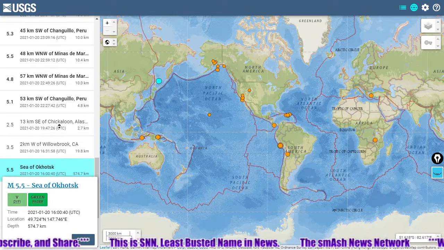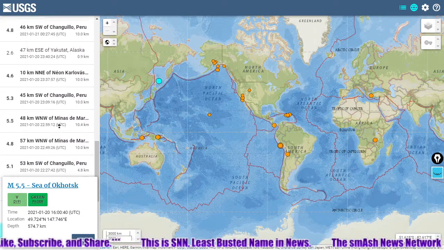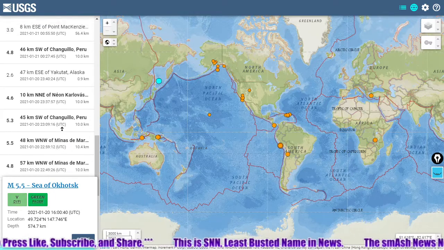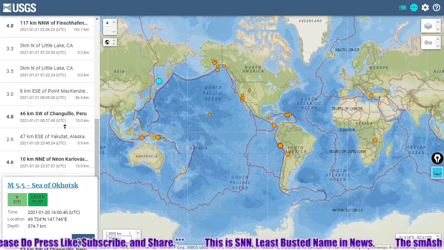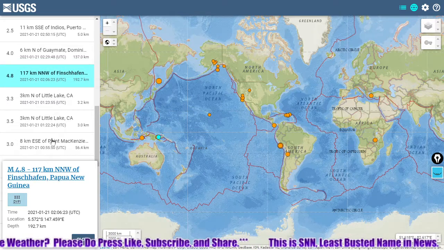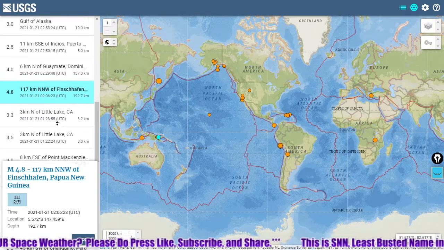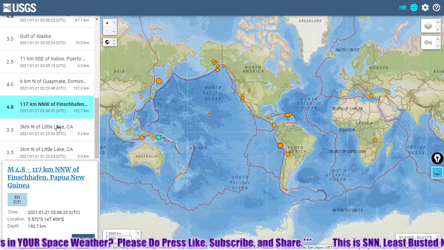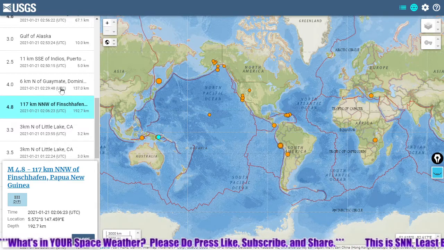So really it is a lull in earthquakes here, folks. Again, a couple in the 5 magnitude range, nothing over a 6 of the past 24 hours. And the magnitude 7, 8, and 9 earthquake drought continues. Here's a deep quake at Papua New Guinea. It's a 4.8 magnitude at 192 kilometers.